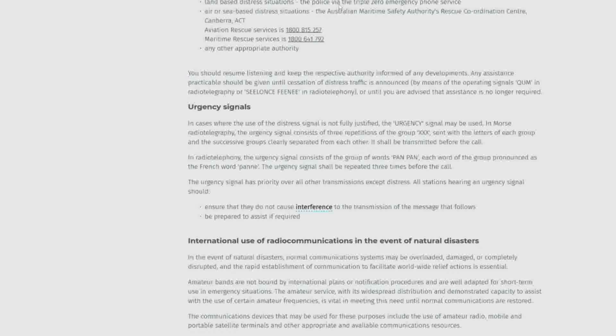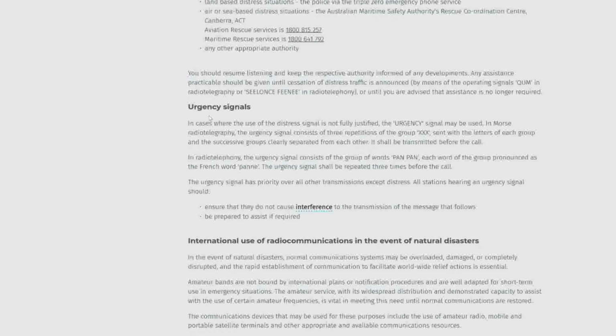Now, one level down from a distress call or mayday call is the urgency call. Urgency call means it's urgent, but there's not grave or imminent danger to life. For example, it might be a vessel 10 kilometers offshore and they've run out of fuel, or their motor's broken down, or it might be a vehicle crossing the Simpson Desert. And the vehicle's broken down. Now they've got plenty of water, they've got plenty of food, they've got shade, the vessel's not going to sink.